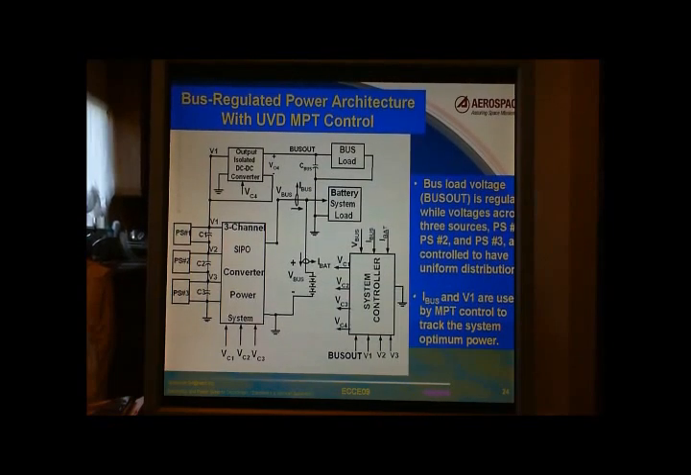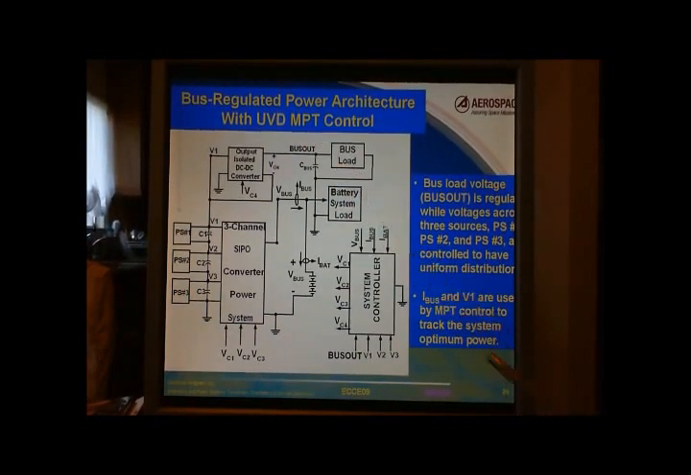This slide shows another power architecture, referred to as bus regulated power architecture with uniform voltage distribution and maximum power tracking control. In this particular architecture, the same converters and the same set of power sources are connected in the same configuration. The system battery load also remains the same. The only thing added to this system is the regulated bus called Bus Out.